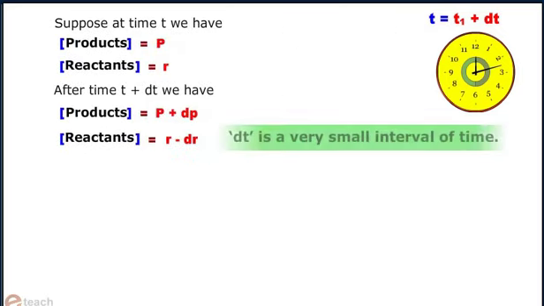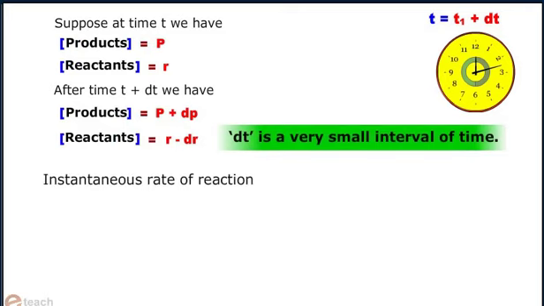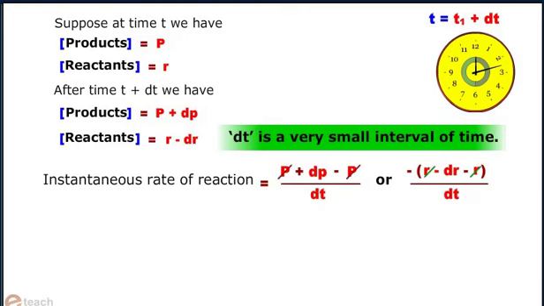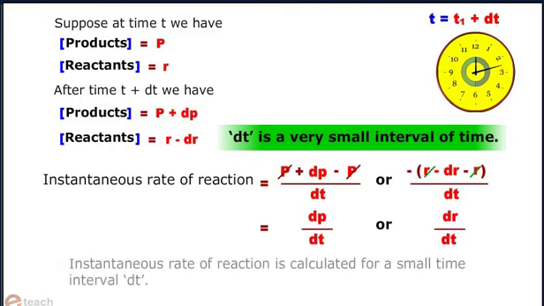Since dt is a very small interval of time, instantaneous rate of reaction is equal to (p plus dp minus p) upon dt, or minus of (r minus dr minus r) upon dt, which is equal to dp by dt or minus dr by dt. Instantaneous rate of reaction is calculated for a small time interval dt.